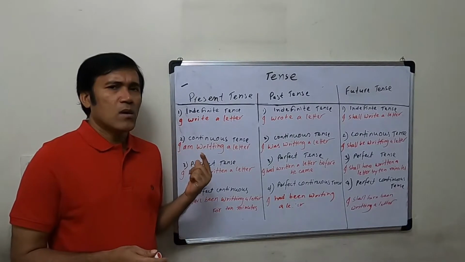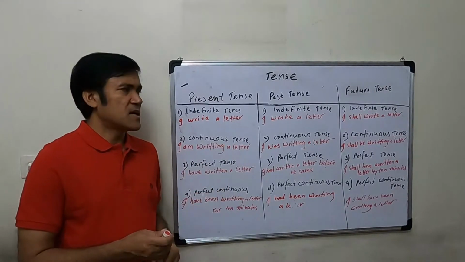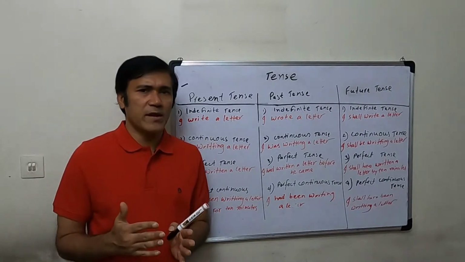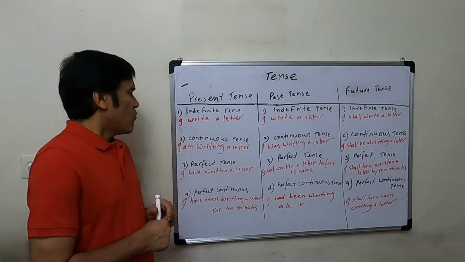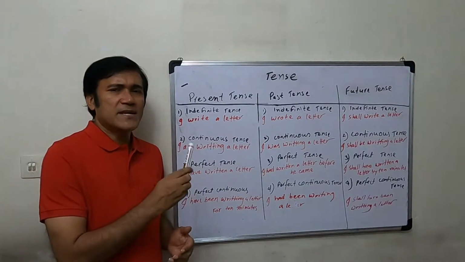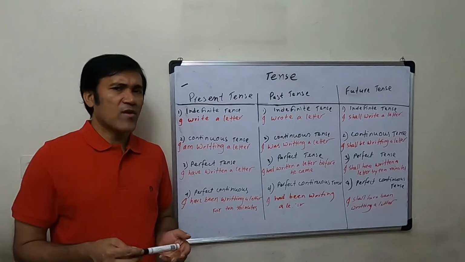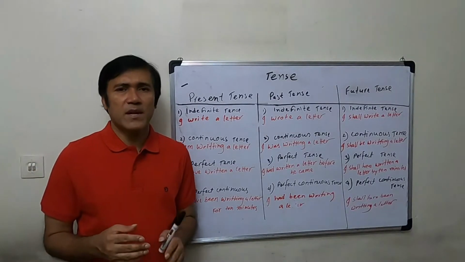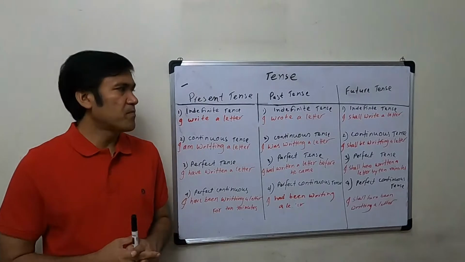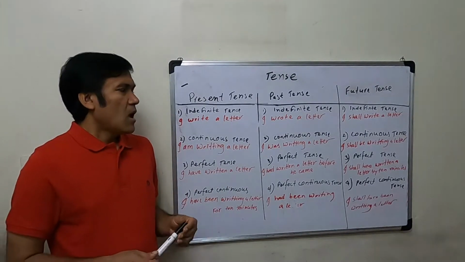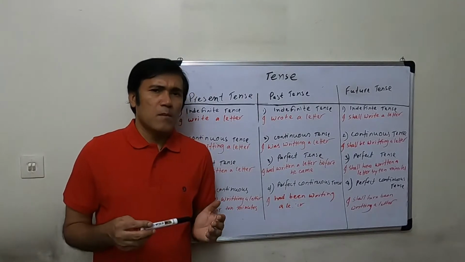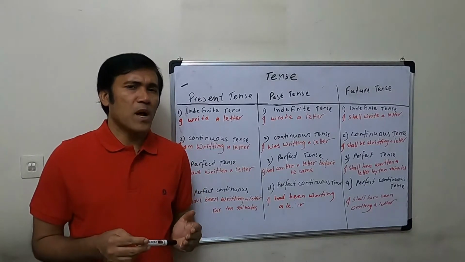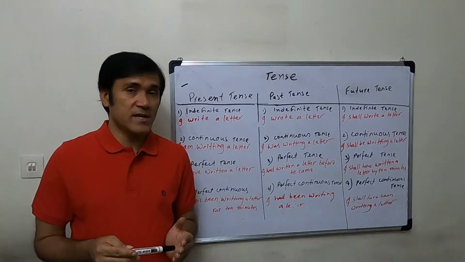Now we will see how the sentence I write a letter is transferred into 12 tenses. I write a letter, this is present simple or indefinite. Then for present continuous tense, I am writing a letter. For present perfect tense, I have written a letter. For present perfect continuous tense, I have been writing a letter for 10 minutes. Then past tense, I wrote a letter, this is past indefinite. Past continuous, I was writing a letter. For past perfect tense, I had written a letter.